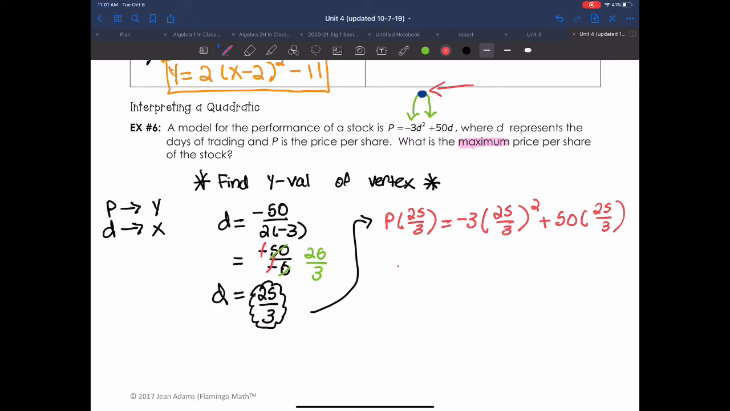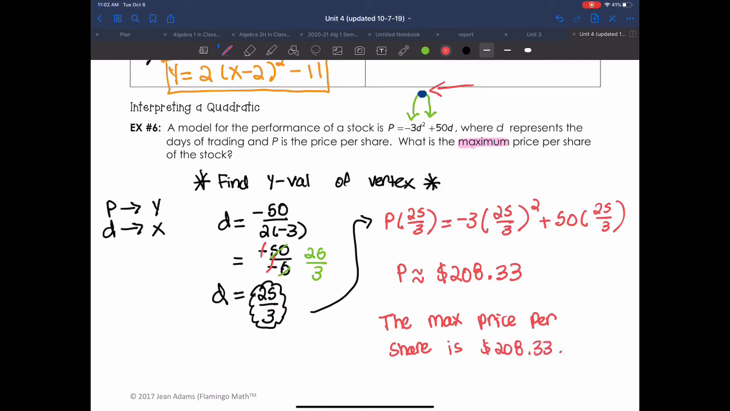What I'm getting is that my P value, or my price per share, is approximately $208.33. So what this is saying is that the top y value, the highest the price can go, the max price per share, is $208.33. And that is the answer to this problem. $208.33 is the max price per share. Moving on to the last page.